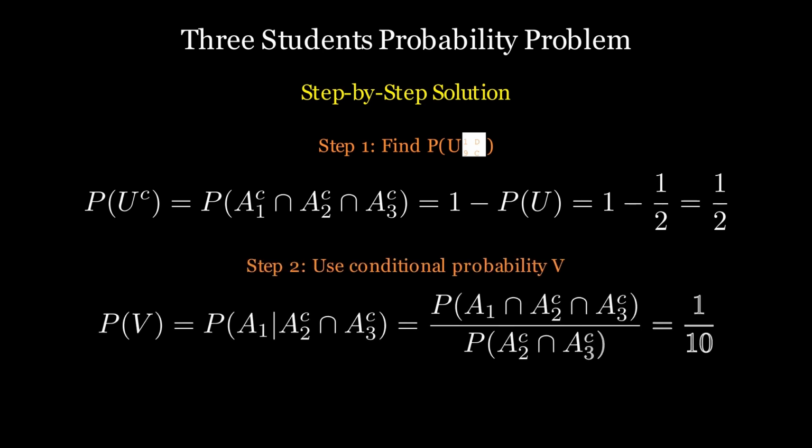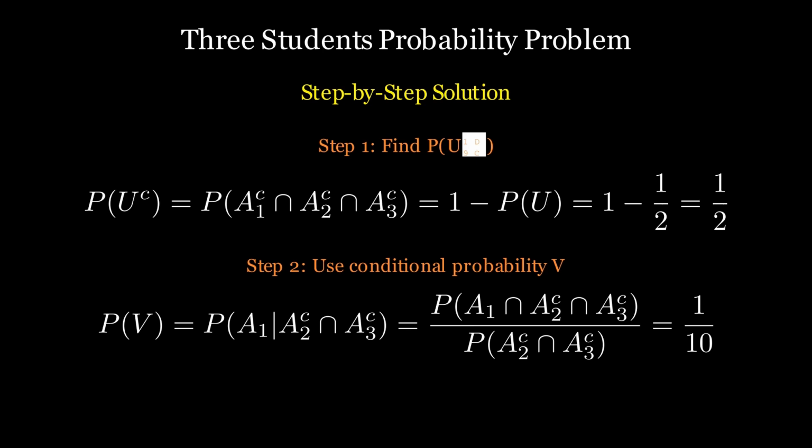Step 2. Use the conditional probability for event V. The probability of V equals the probability of A1 given A2 complement intersect A3 complement. This equals the probability of A1 intersect A2 complement intersect A3 complement divided by the probability of A2 complement intersect A3 complement, which equals 1/10.